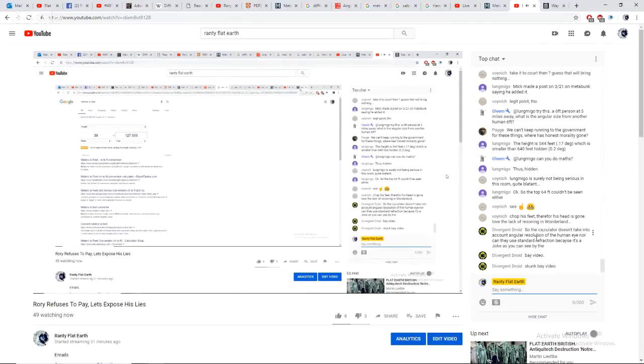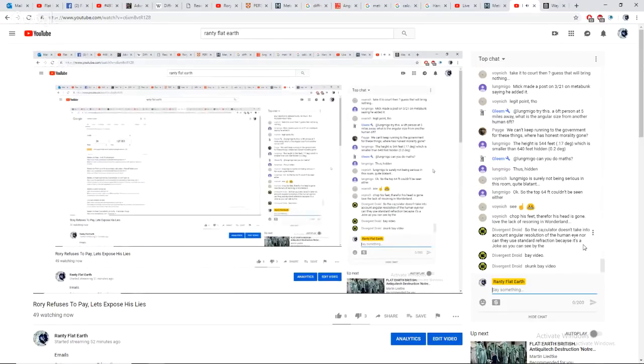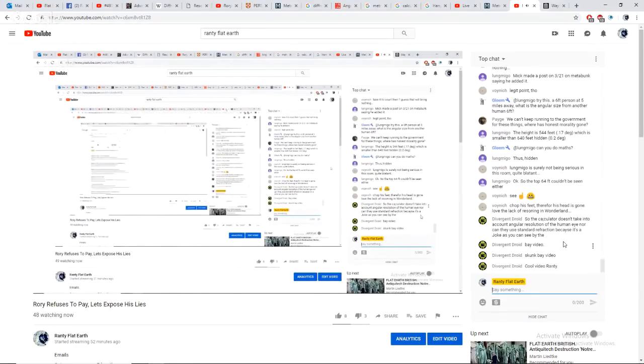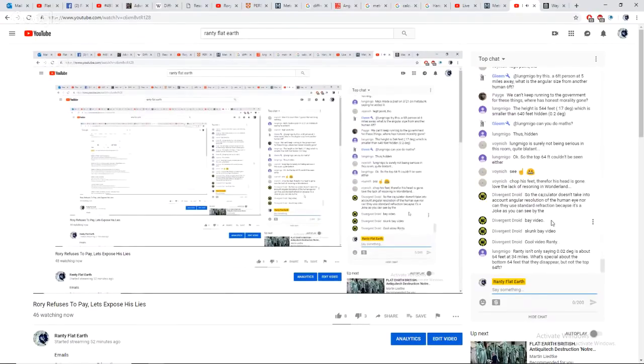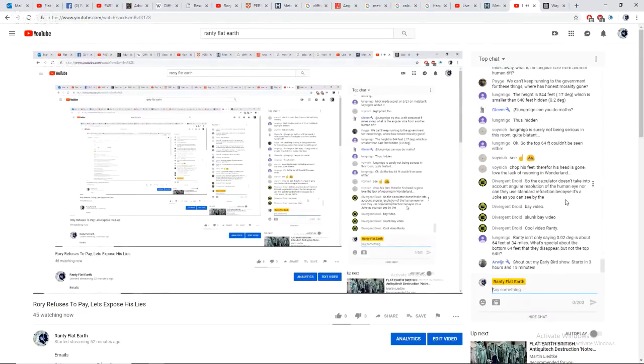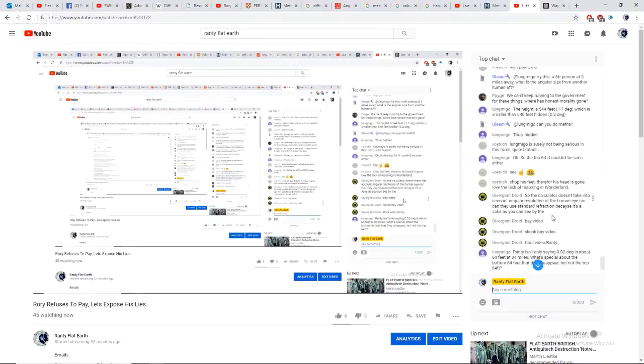Oh, we've got a divergent droid. So the calculator doesn't take into account angular resolution of the human eye, nor can they use standard refraction because it's a joke, as you can see by the Skunk Bay video. Right, okay, well, yeah, that's true. The Skunk Bay video and standard refraction, as we know it, is bullshit, but it certainly doesn't take in the angular resolution of the human eye. So in other words, they don't take into account perspective.